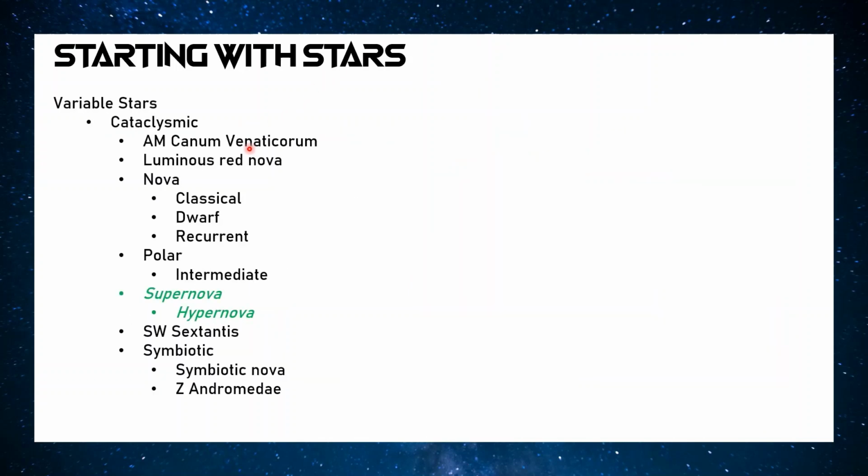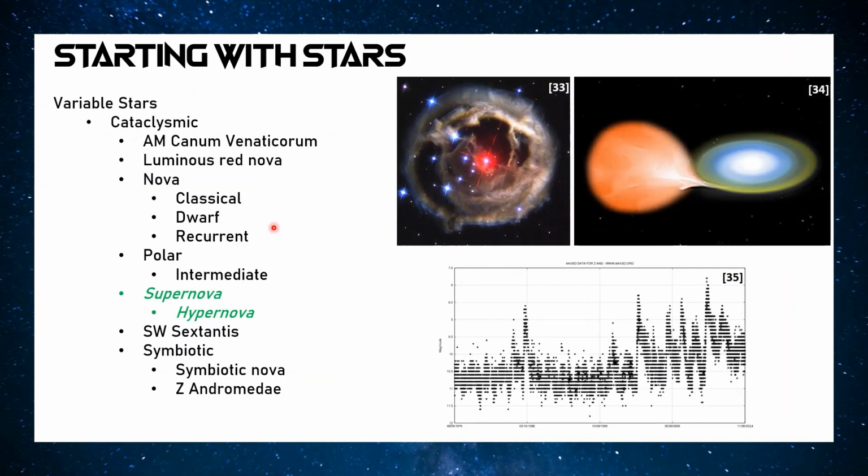Another class of variable stars are the cataclysmic. We'll start with AM Canum Venaticorum. These are rare hot blue binary variables where one of the variable stars is a white dwarf that accretes hydrogen-poor matter from a compact companion, so maybe another white dwarf, and has periods less than an hour, and there might be gravitational waves going on there, and they lack hydrogen lines.